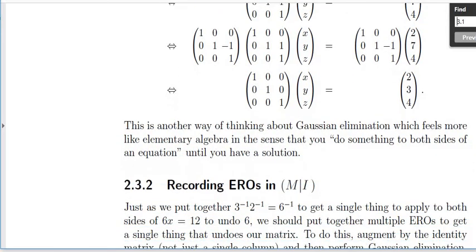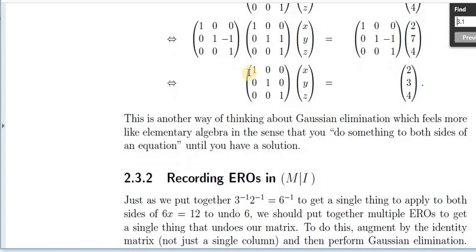And here we have finally the identity matrix on the left-hand side and a constant vector here. Now if we know we have the identity matrix times a vector, that is the vector itself. You can verify, work out this matrix vector product, and that's actually what you get.